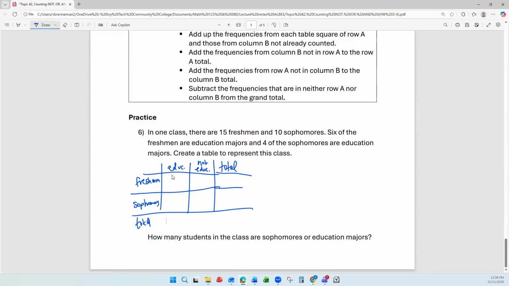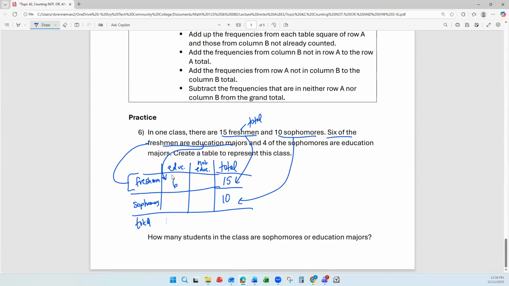All right, so we are told there are 15 freshmen. That's the freshman total. So that goes here. And then 10 sophomores, that's the sophomore total, that goes here. And then 6 of the freshmen are education majors. So within the freshman row, education majors means they go here. So that's 6.